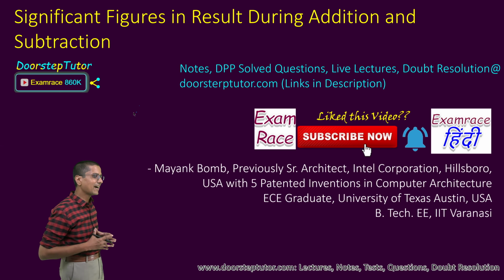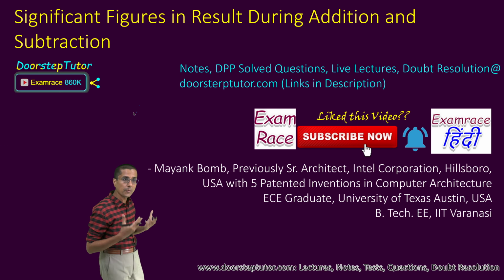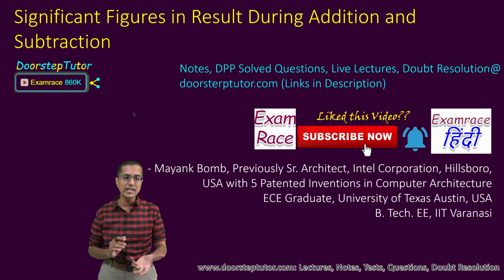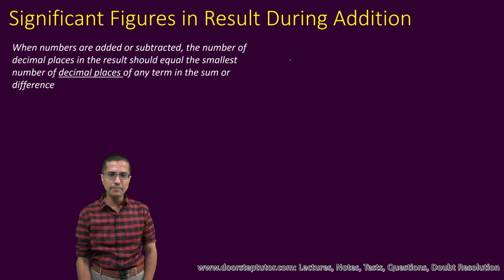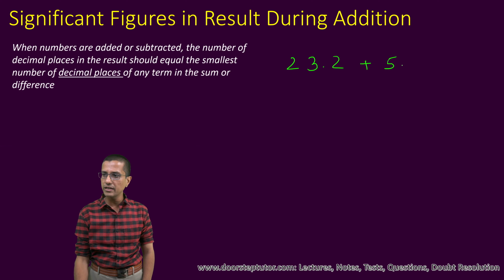Now let us look at how the significant figures get propagated when we are doing addition and subtraction. So here let us again look at a very simple example. We have 23.2, this number, being added to another number, 174.